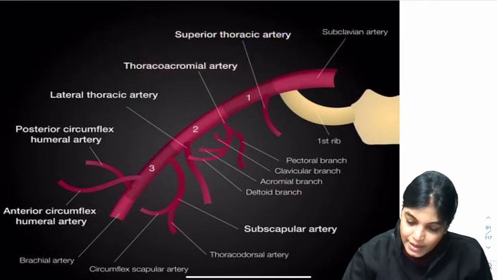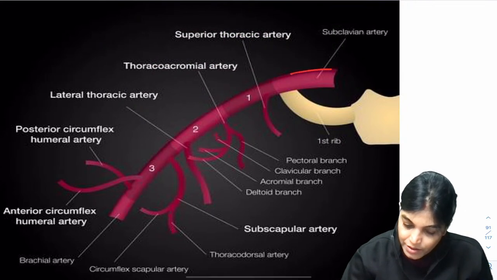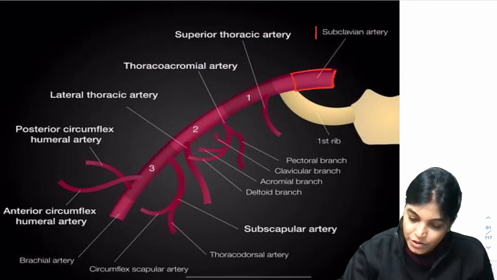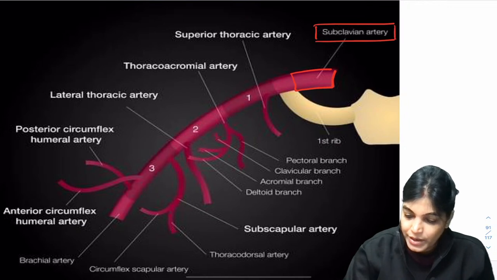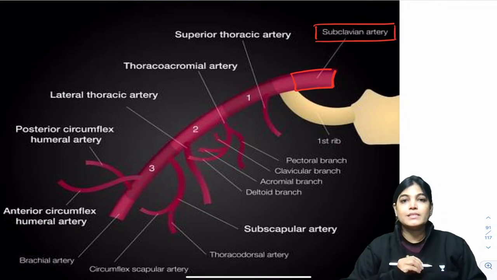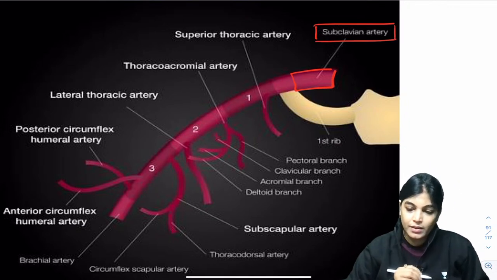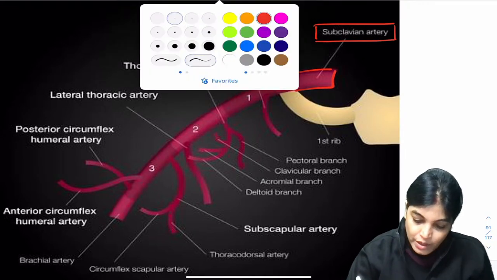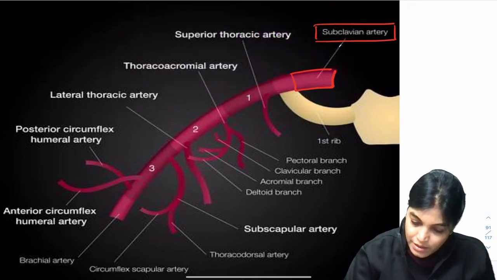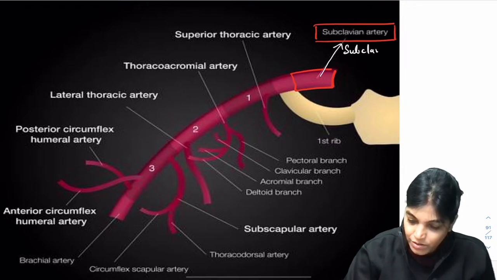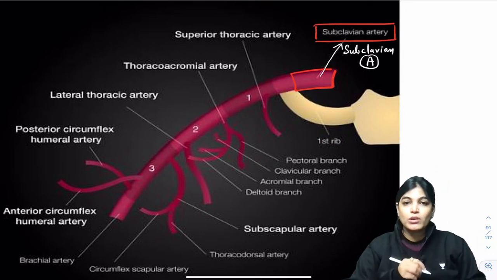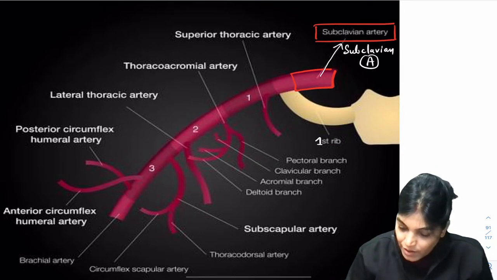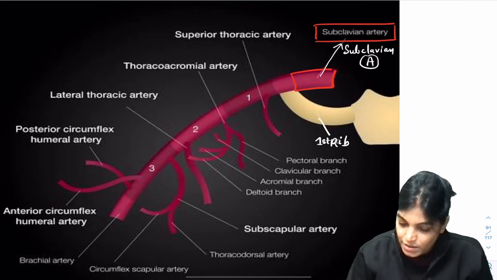First thing, this is the subclavian artery, no doubt, a very important artery of the neck region. Lower down, it is written here also, subclavian artery. Now, at the level of the outer border of the first rib, what I told you, what is this? This is the first rib.